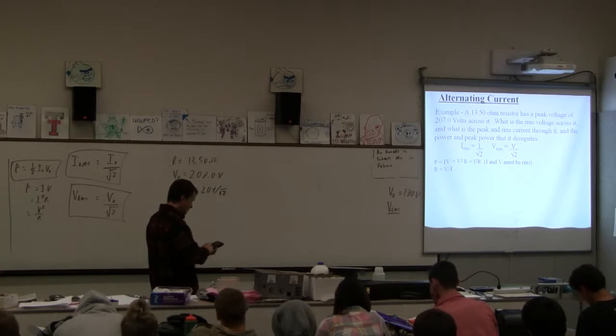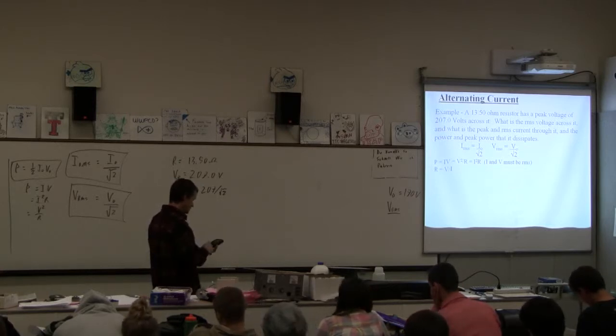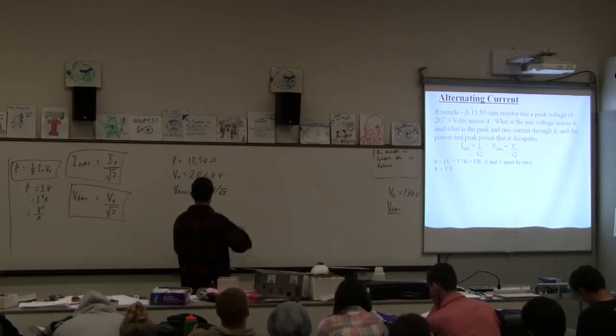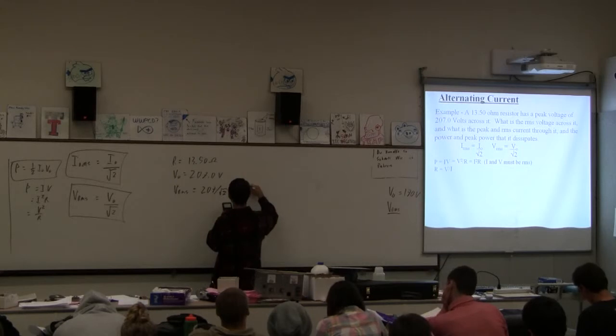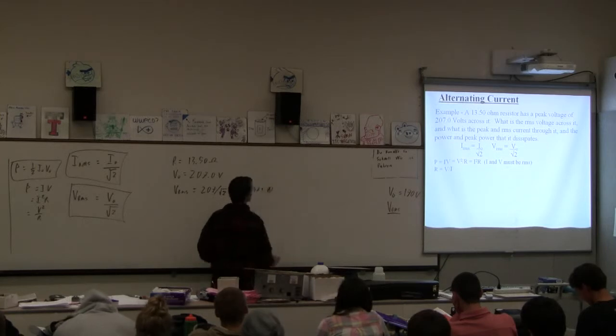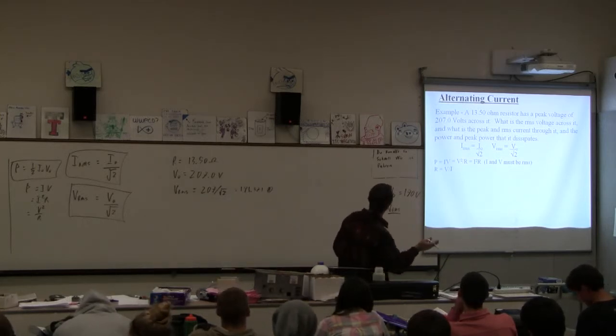So 207 divided by a square root of 2. 146.371, is that what it is? 146.371, and I'm going to store that in A, because that's the first question, right? Okay, so that's the first one. What is the RMS voltage? We got that. What is the peak and RMS current through it?